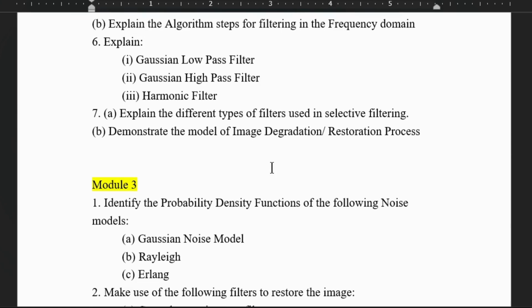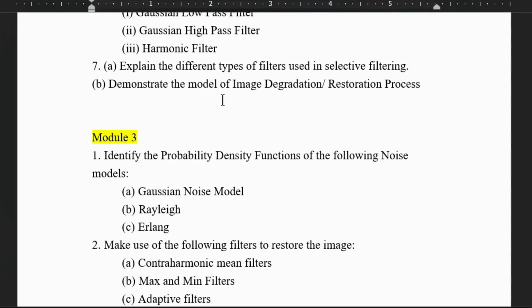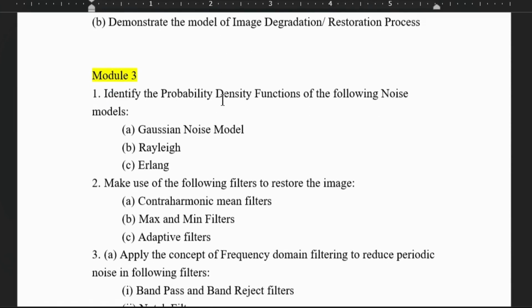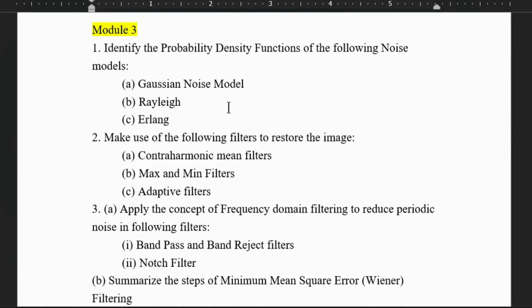Okay, next is demonstrate the model of the image degradation restoration process. Again one flowchart, a block diagram is there, you have to remember and write all this. Next, module 3: PDF functions, Gaussian, Rayleigh and Erlang. 3 PDF functions are there with graphs, equations and diagrams. You have to mention that.